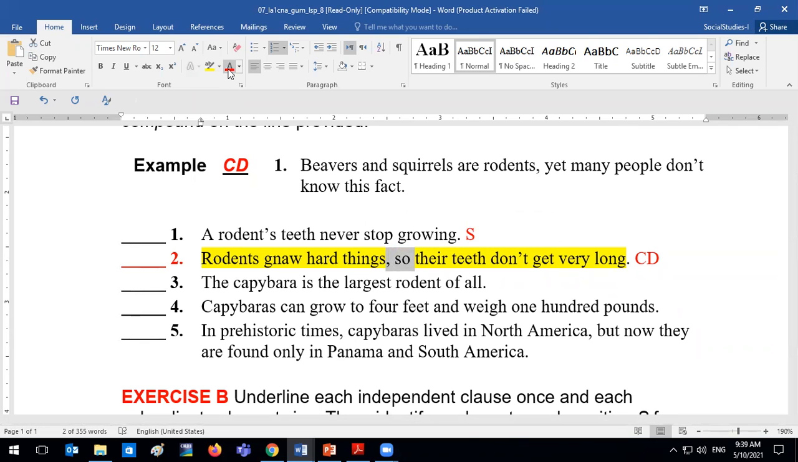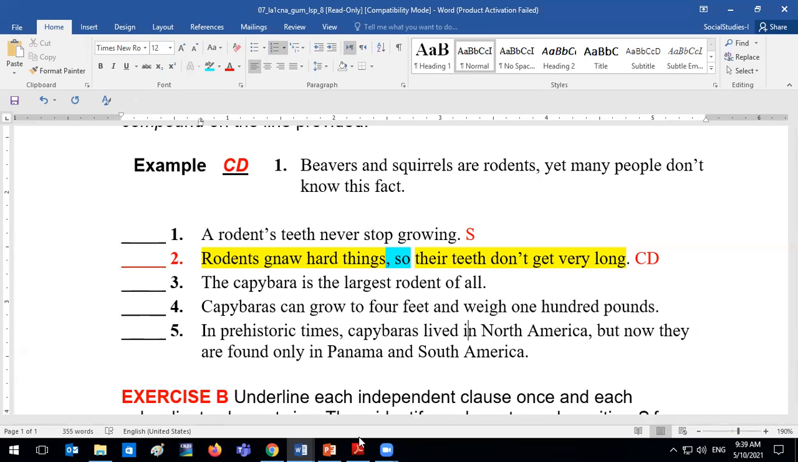Okay, remember how I told you? Whenever you join two independent clauses, we need to join them either by a semicolon or we need to insert a comma with a coordinating conjunction. Okay, great job, Word. Number three, let's hear from Muhammad, please.